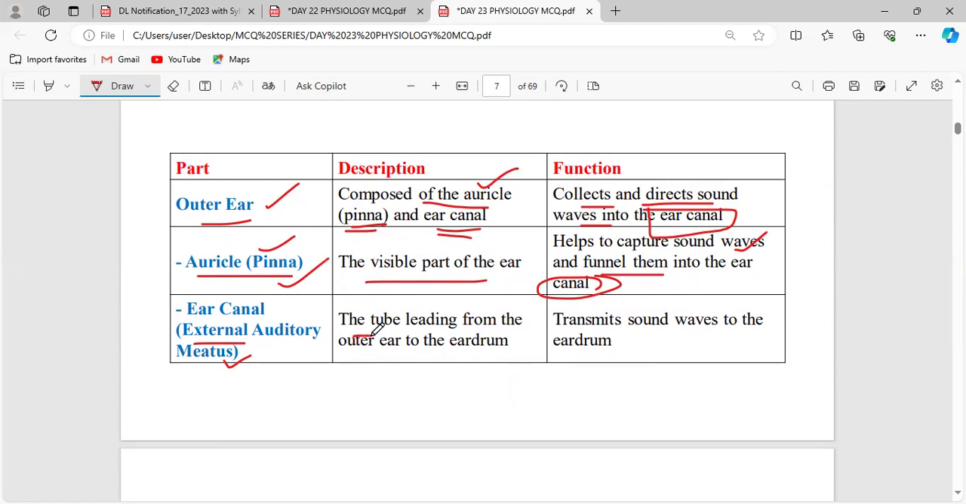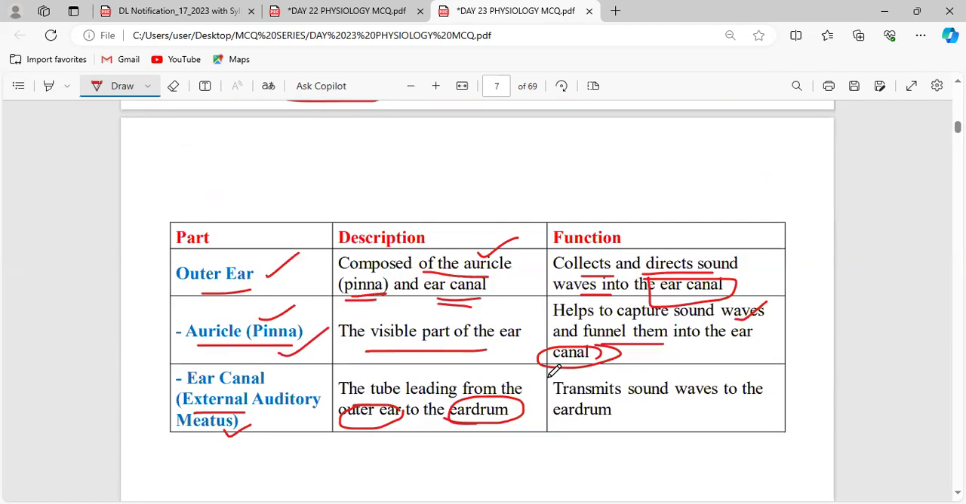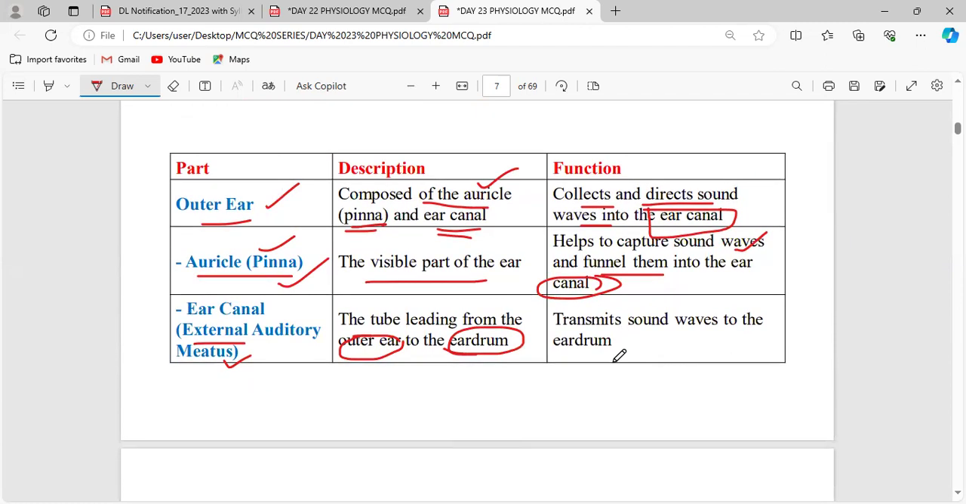It is a tube-like structure leading from the outer ear to the eardrum, which is present in the middle ear. Eardrum is nothing but the tympanic membrane. So this is the one that transmits the sound waves to the eardrum.